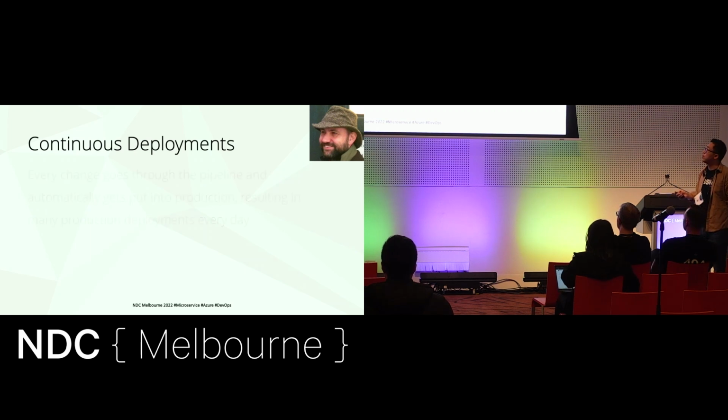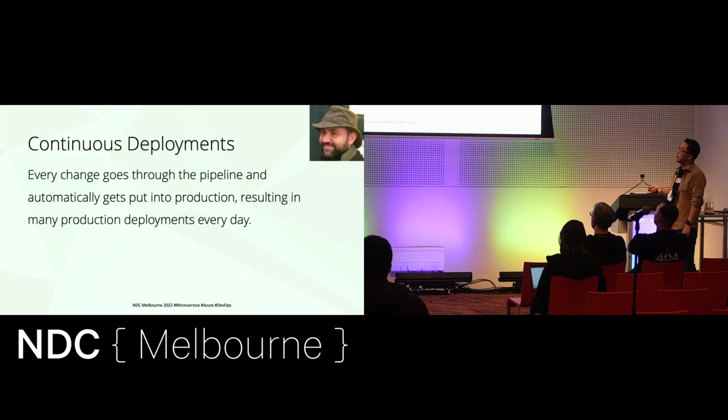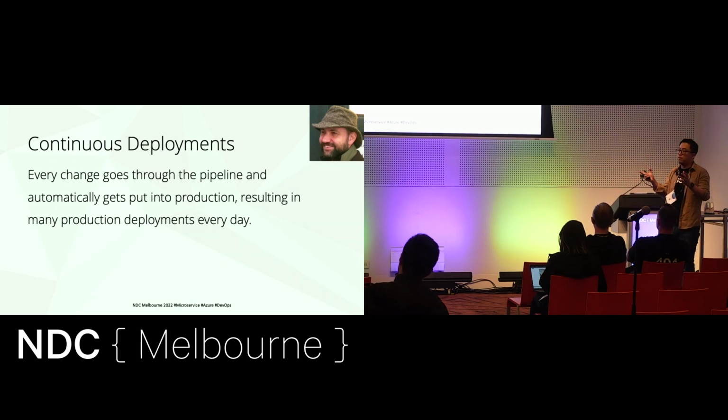In comparison, continuous deployment has automation in it, so that the changes we made are automatically put into production. It will result in many deployments on a daily basis. So the difference here is whether it's automated or not.